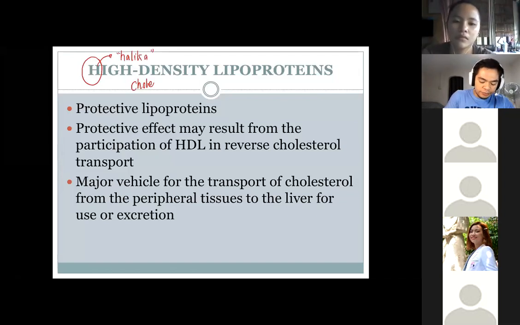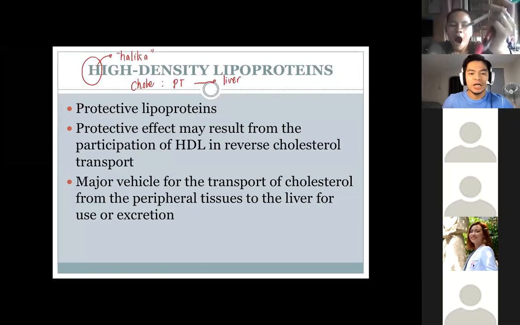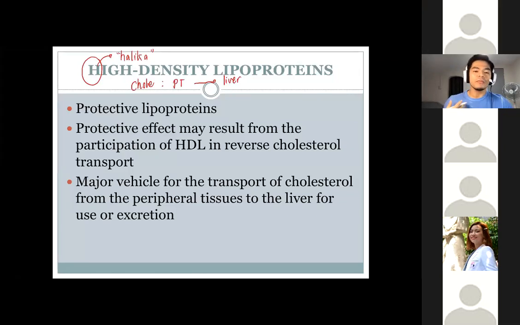Okay, very good, sa liver. Kaya kapag high-density lipoprotein, ang travel ng cholesterol ay from peripheral tissues going to the liver. So tandaan, yan ang process or function ng high-density lipoprotein. So it carries cholesterol from the peripheral tissues or smooth muscles going back to the liver.